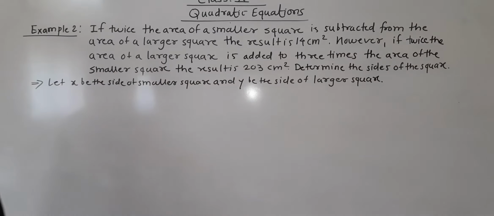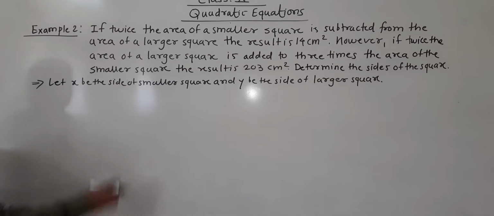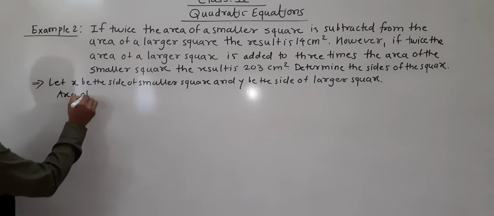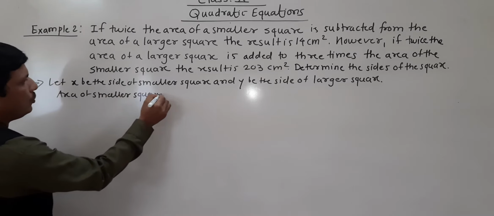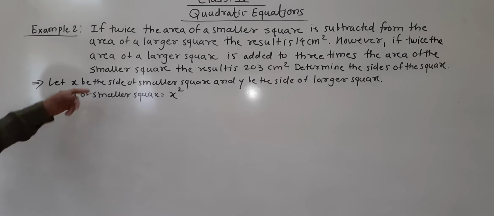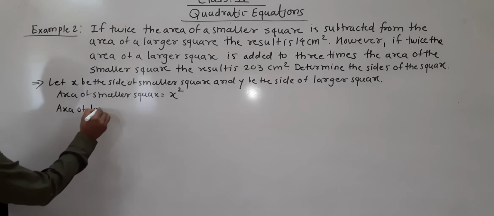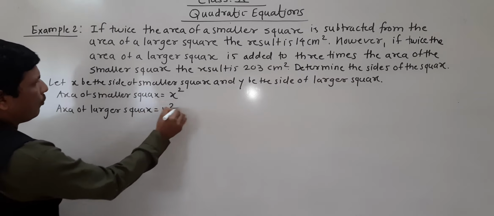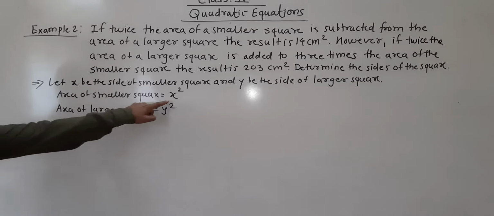Okay, now what is twice the area of the smaller square? So first we need to find out the area of the smaller square. Area of the smaller square is equal to x square, so side is x. And area of the larger square is equal to y square. Okay, x is the side of the smaller square, so x square and y square.